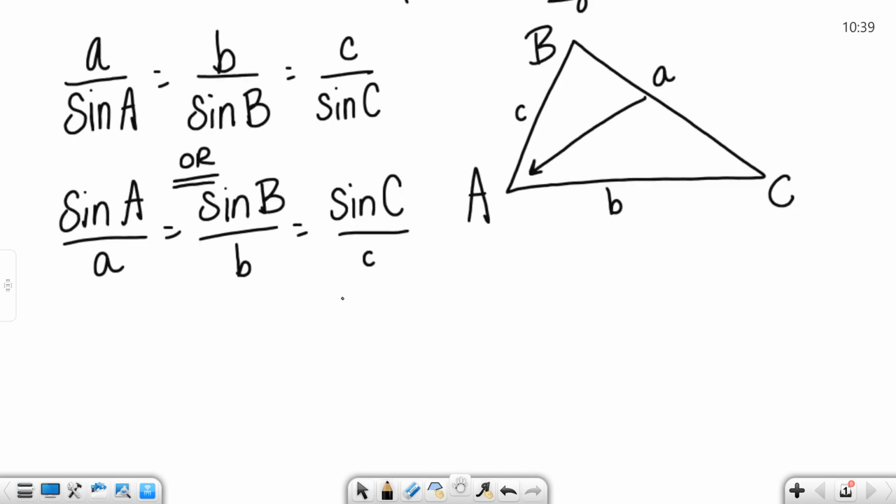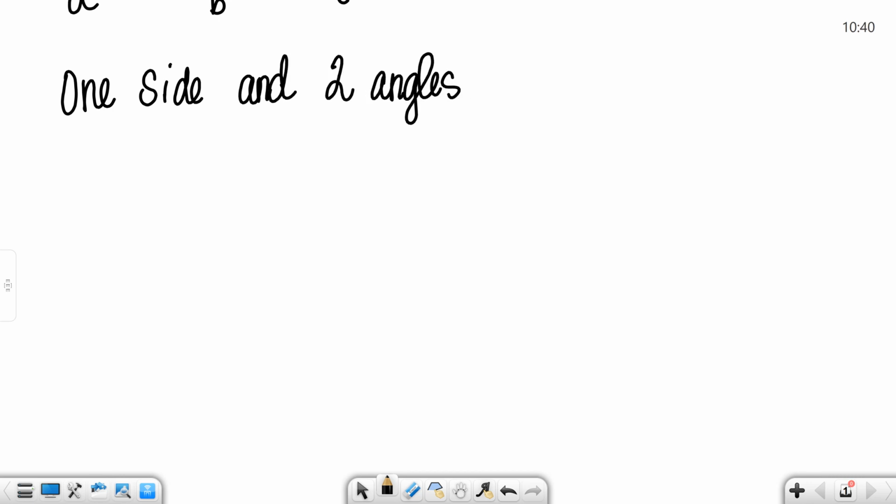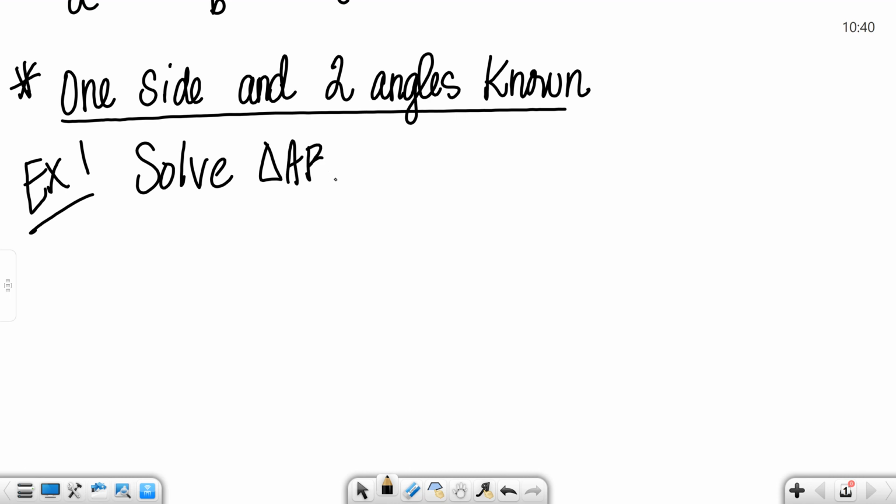So let's start with a triangle where we have one side and 2 angles known. Let's start there, because this case is actually the easier case if we are given one side and 2 angles. All right, so we are asked to solve the triangle, which means find all the sides and measures that you don't already know.